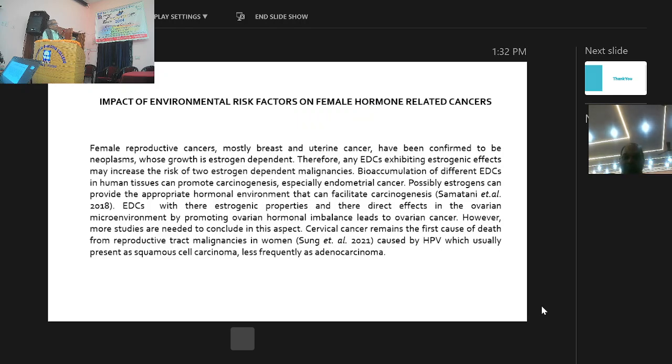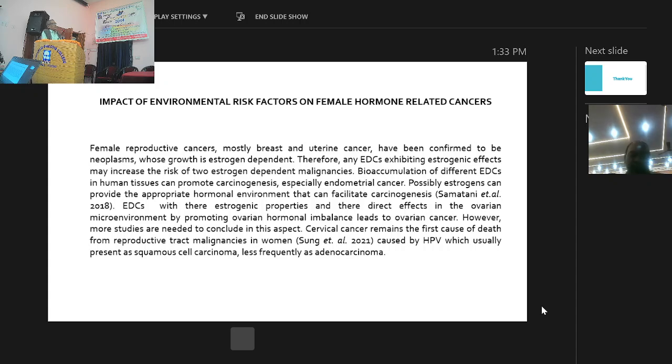Now, the impact of environmental risk factors on female hormone-related cancer. You know that various types of cancer you can observe. Among them, the most important are ovarian cancer, uterine cancer, and cervical cancer. That is a cervix disease. Due to breast or uterine cancer, these two are mainly seen in greater numbers in our immunoreproductive system.